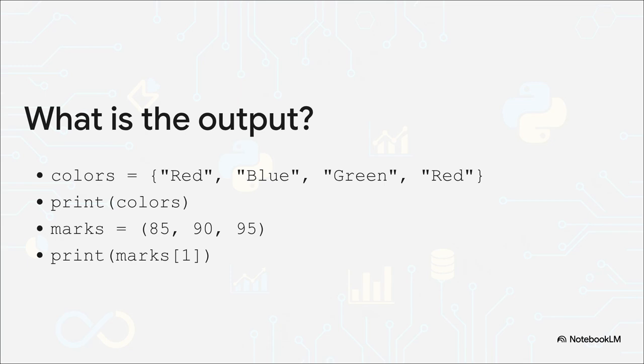I want you to take a look at these two blocks of code. First, we have a variable called colors using curly braces with red, blue, green, and red. If I print colors, what exactly is the output going to be? Second, we have a variable called marks using round brackets with 85, 90, and 95. If I print marks index 1, what's the output there? Think about immutability, think about unique values, and think about indexing.